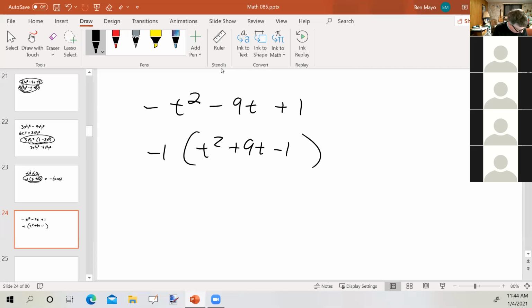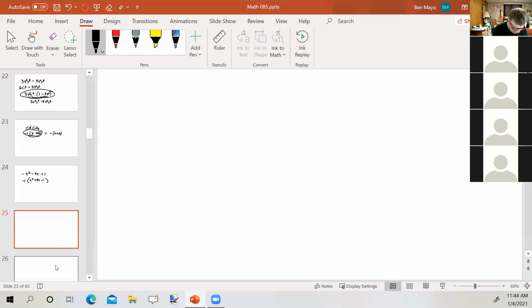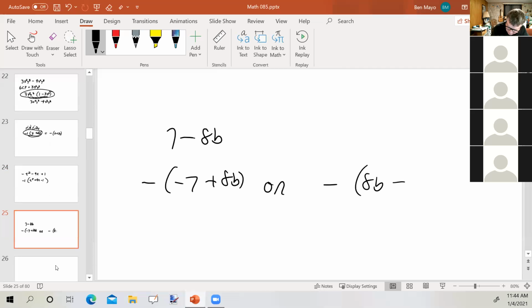Okay, let's do one more here. 7 minus 8b, that would be negative times -7 plus 8b. Or you could also write it negative times 8b minus 7, commuting the two add-ins. Okay, two terms there. All right.